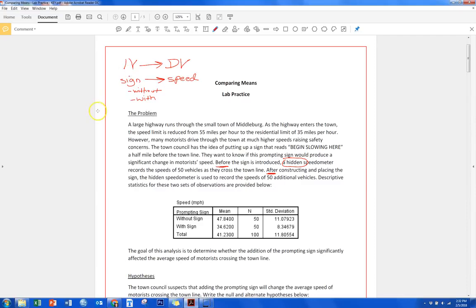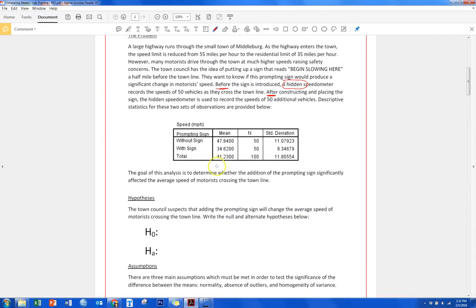So this is the situation. Down here we have a table summarizing the results. This table has 4 columns. First we have the condition. So the prompting sign condition: the first level is without the sign, the second level is with the sign. It's also giving us the averages for the total, all 100 together. We have the means for each group.